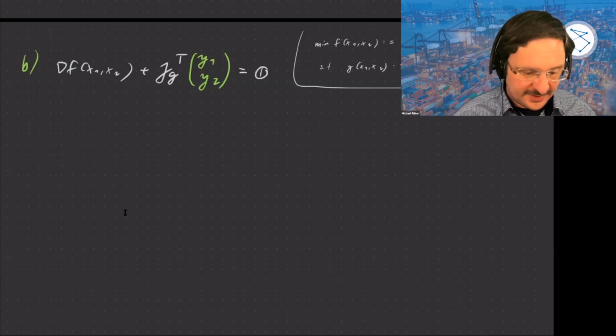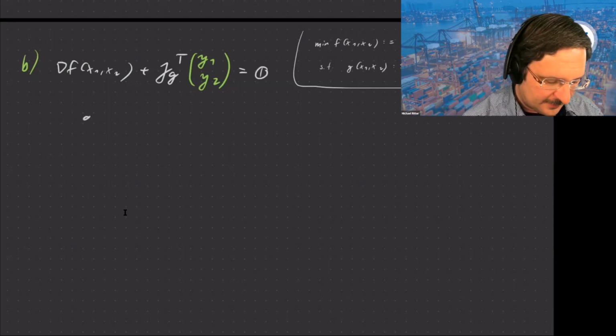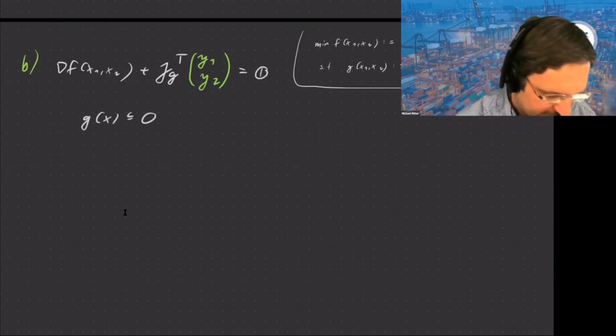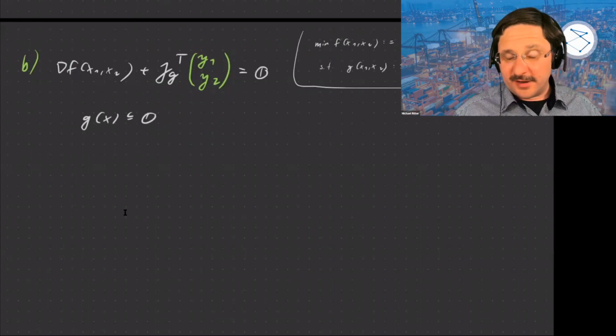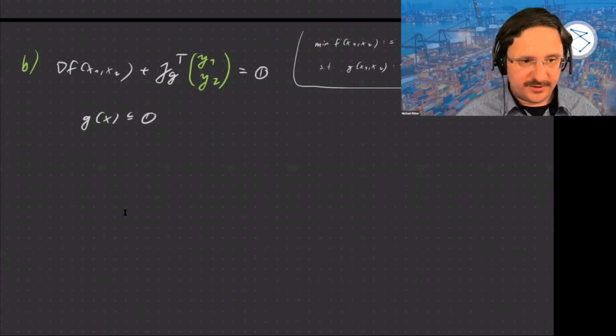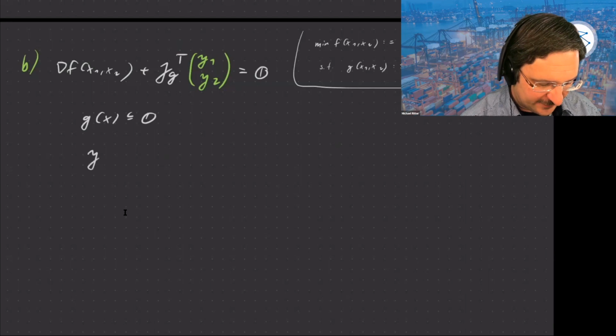Then we need feasibility, which basically means g of x has to be less or equal to 0. Again, 0 vector. The multipliers associated to inequality constraints need to be non-negative. So we want y to be non-negative.